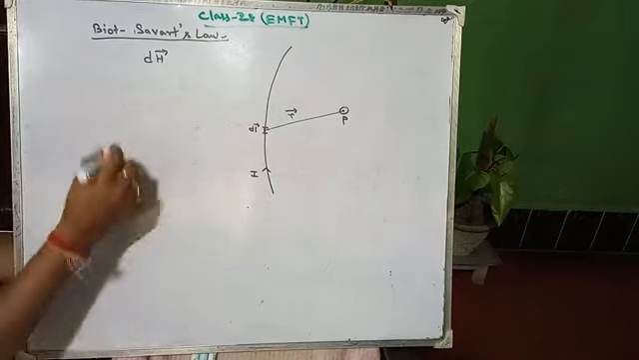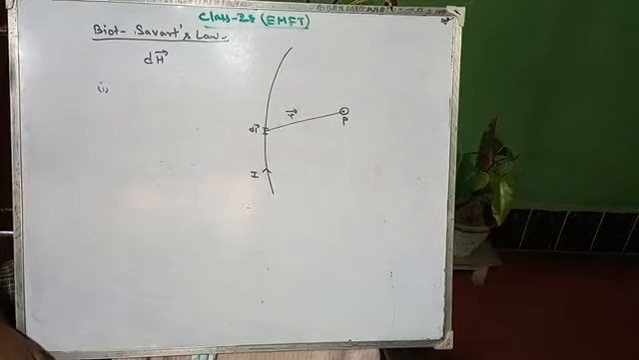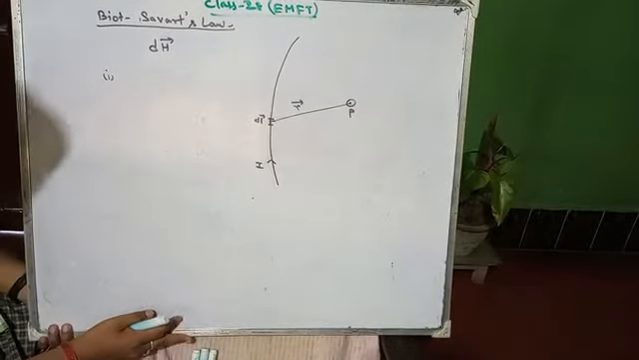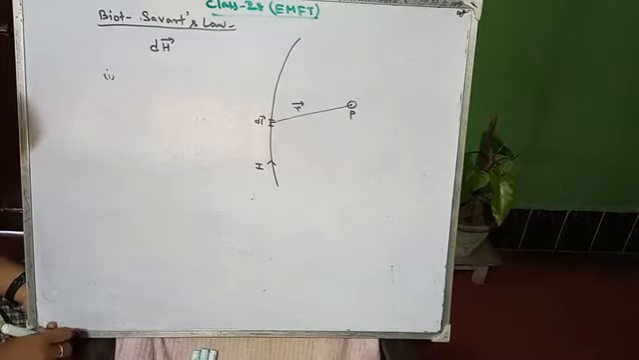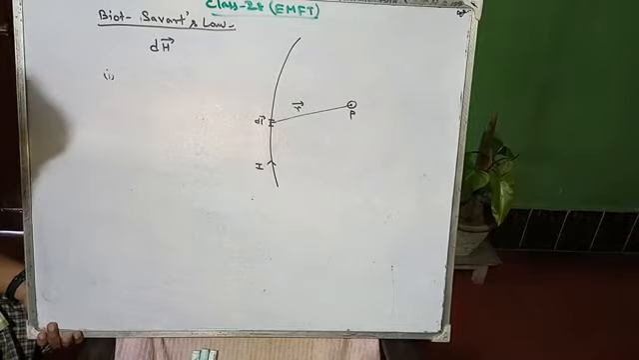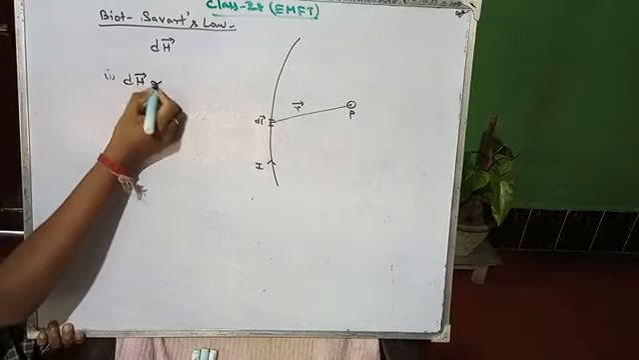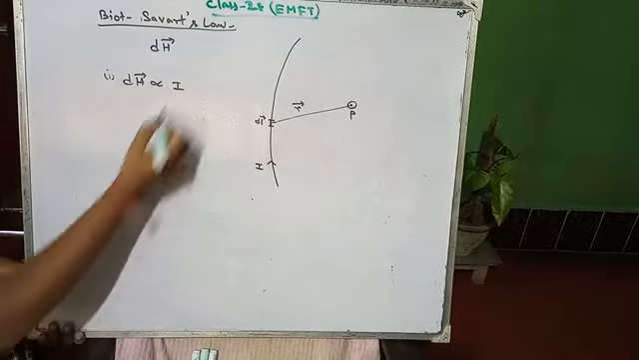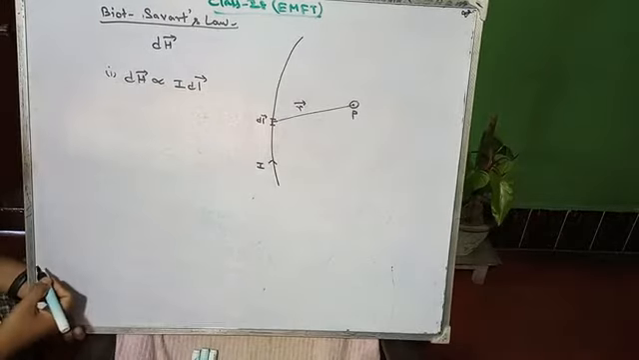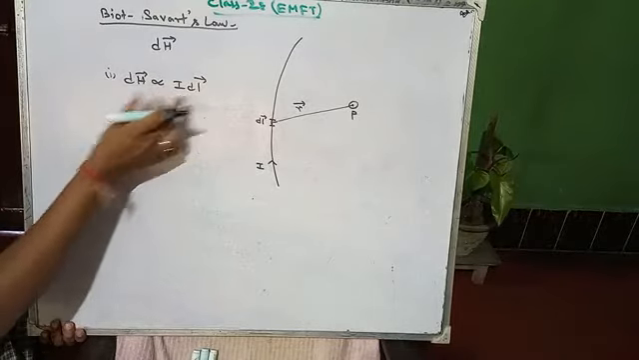So, law one. Again I repeat, the Biot-Savart law states that the magnetic field intensity dH vector produced at a point P due to a differential current element I dl is directly proportional to the product of current I and the differential length dl. So dH vector is proportional to I into dl vector.